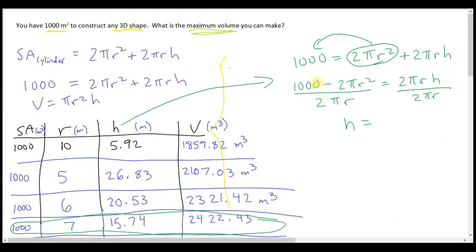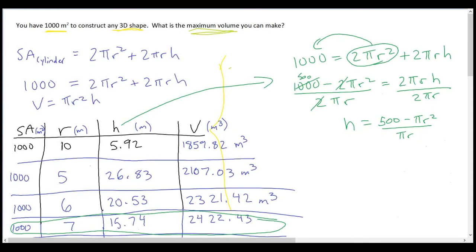2 goes into 1,000 twice, leaving 500. Notice I divide the 2 into every term, so it's dividing everything. 2 goes into 2 evenly, so it gets canceled out, and this becomes 500 minus pi r squared over pi r. We can't simplify this any further. If you left it exactly as it is up above, that's fine. This just means a little bit less to type.